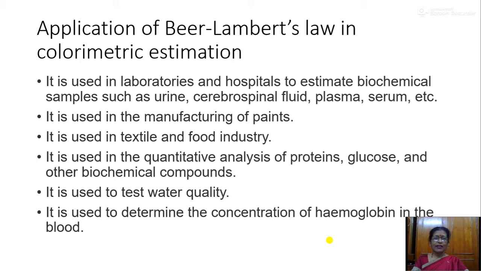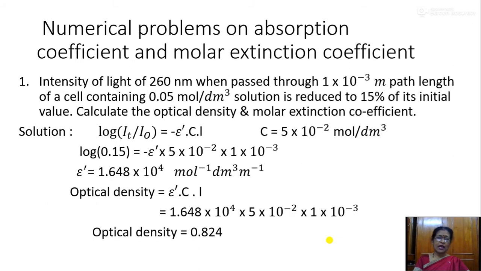It is used in the manufacturing of paints. It is used in textile and food industry. It is used in the quantitative analysis of proteins, glucose, and other biochemical compounds. It is used to test water quality, and it is used to determine the concentration of hemoglobin in the blood. All these applications are used by knowing the colorimetric estimation or colorimetric method by using Beer-Lambert's law.